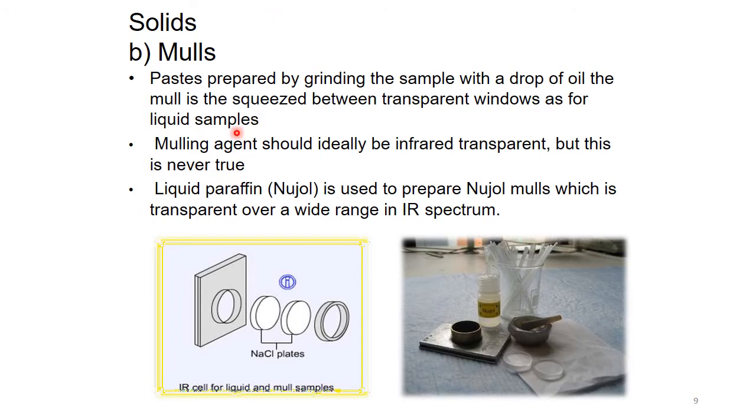The second one is mulls. A paste is prepared by grinding the sample with a drop of oil. The mull is squeezed between transparent windows as for liquid samples. Mulling agents should ideally be infrared transparent, but this is never true. Liquid paraffin or Nujol is used to prepare Nujol mulls, which is transparent over a wide range of the infrared spectrum.